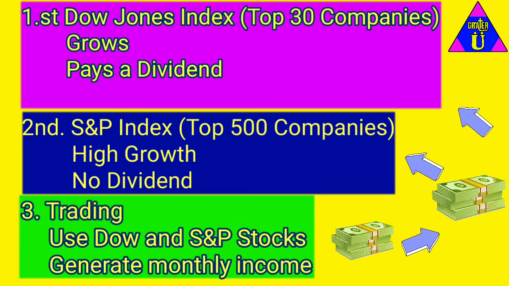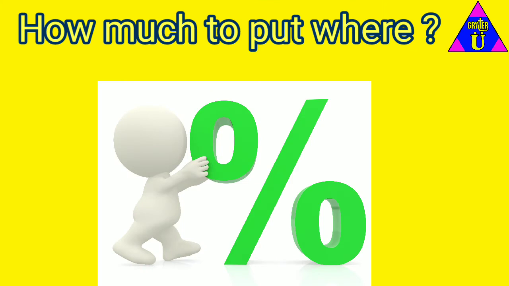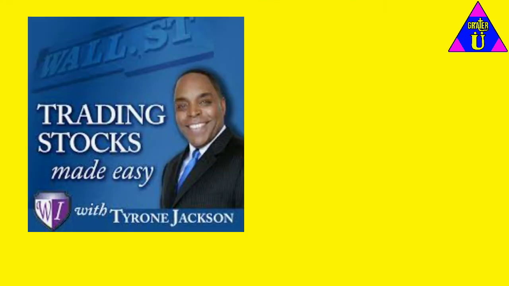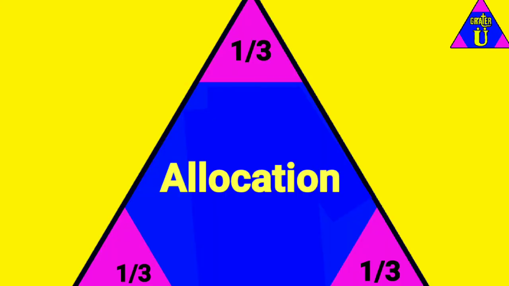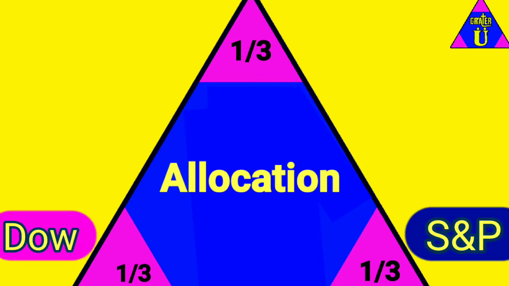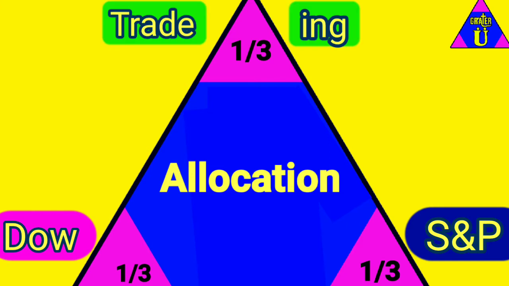That's pretty cool. Okay, now how much to put where? Well, of course, this isn't my idea. I didn't come up with this. This is this guy's idea. And usually you're going to see allocation in the form of a pie chart. But where there's 3 different parts, I might as well just put it inside the triangle, right? So that's what it is: a third, a third, and a third. You put a third in Dow stocks in your account, a third in S&P, and a third for trading.